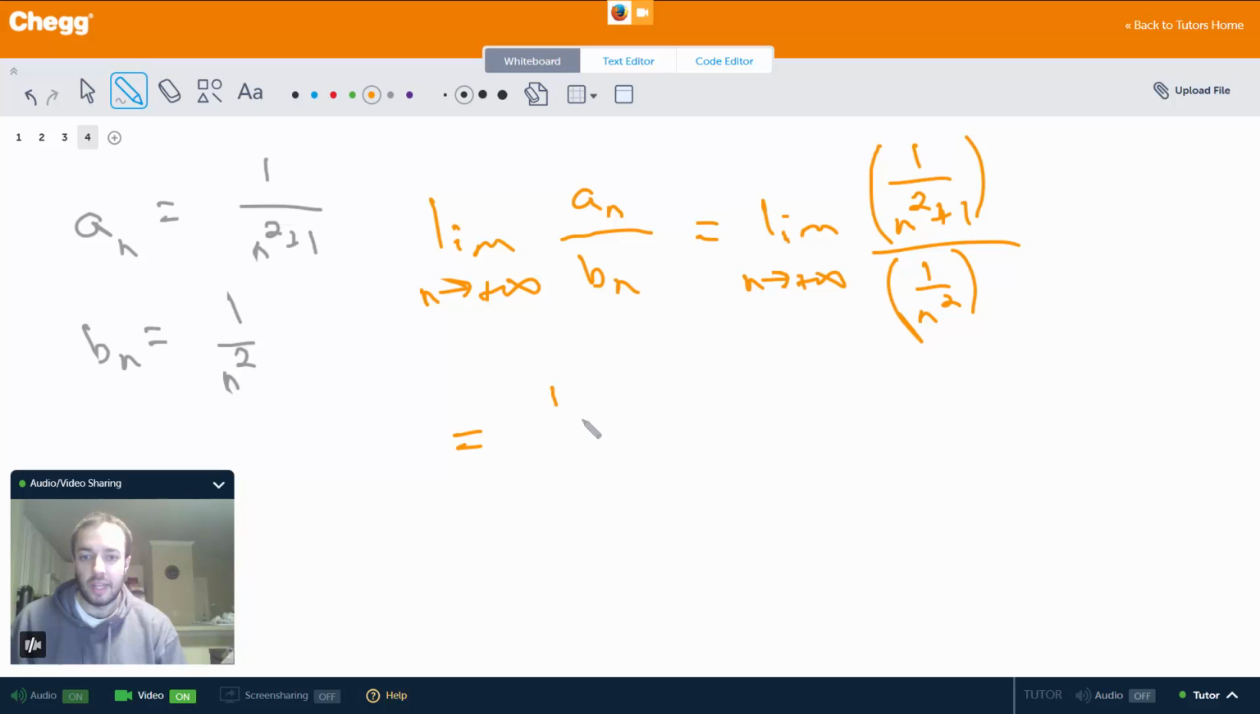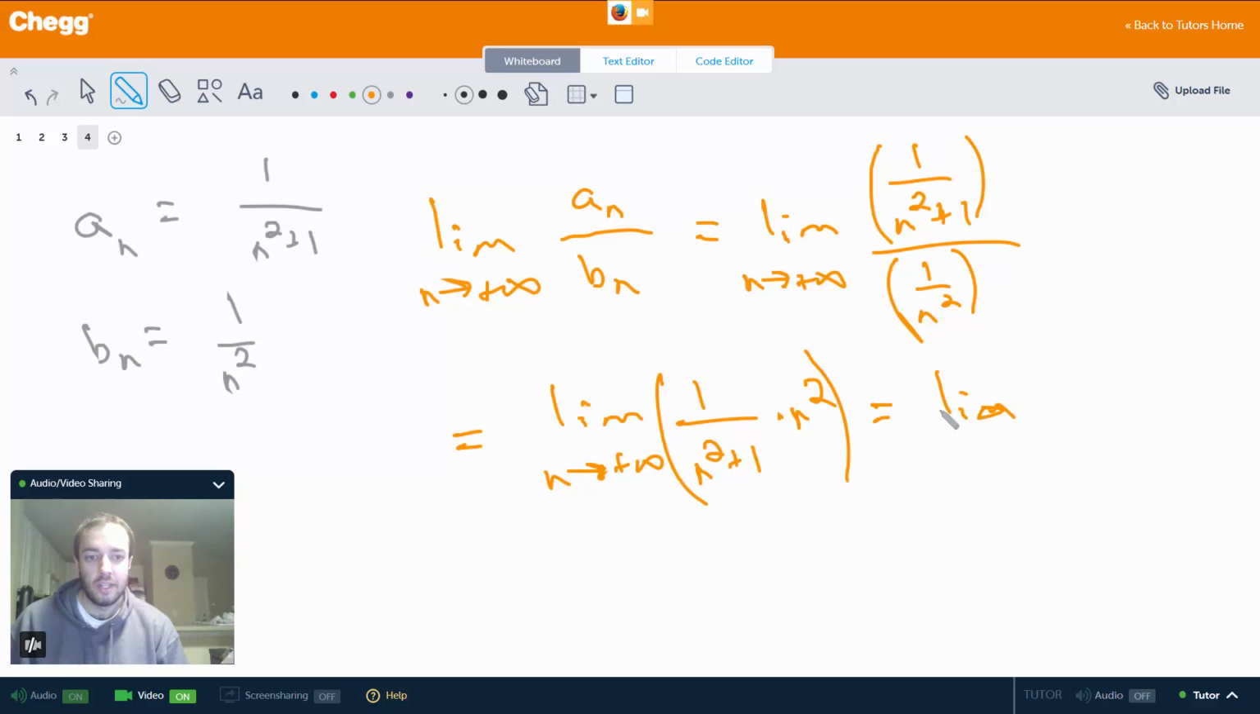So let's simplify that. This is the limit as n goes to positive infinity of, so here, if we divide by 1 over n squared, we're really multiplying by n squared. So this is the same thing as 1 over n squared plus 1 times n squared. So we're taking the limit as n goes to infinity of that. And we can write this more compactly as the limit as n goes to infinity of n squared divided by n squared plus 1.